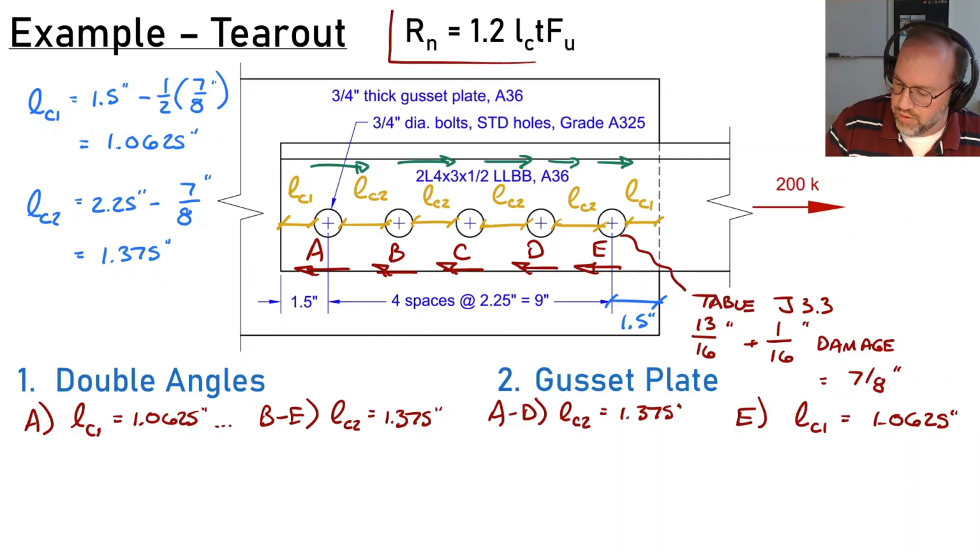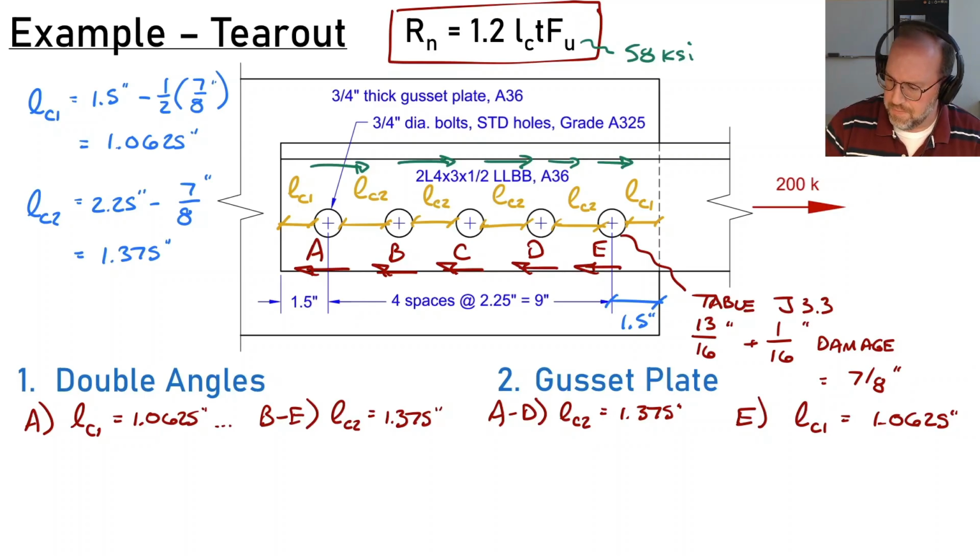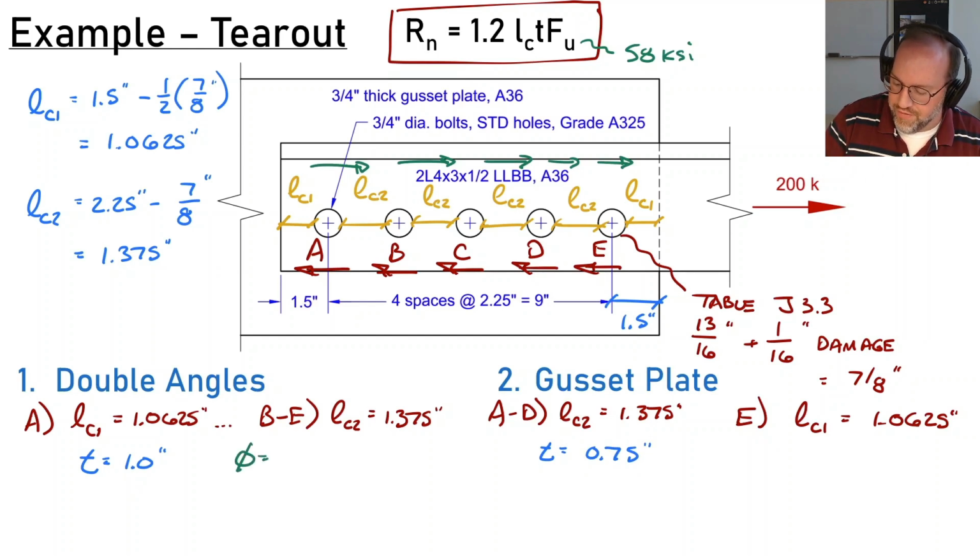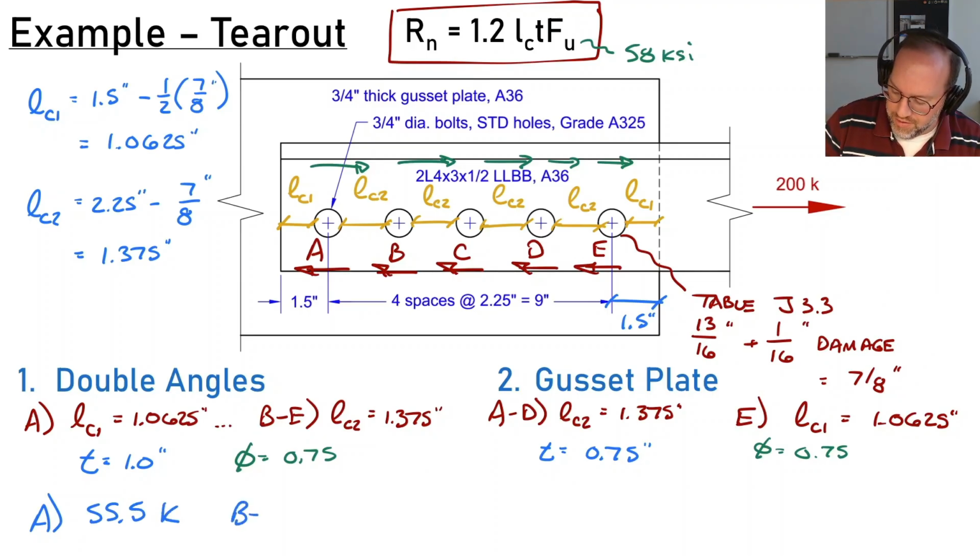What we need to do is just plug them right in here, and I'm going to shortcut it a little bit so we don't have to write as many numbers. Our Fu is still the same, 58 ksi. The double angle still has a thickness of 1 inch, and the gusset plate still has a thickness of 0.75 inches, and we're still going to be applying phi factors of 0.75 to both cases. So running through all of our numbers, we'll find that for the double angles, bolt A will have a capacity of 55.5 kips after applying the phi factor, and B through E will have a capacity of 71.8 kips.